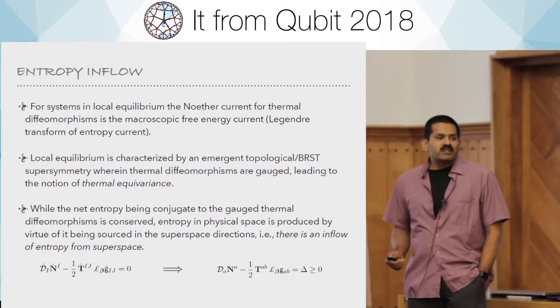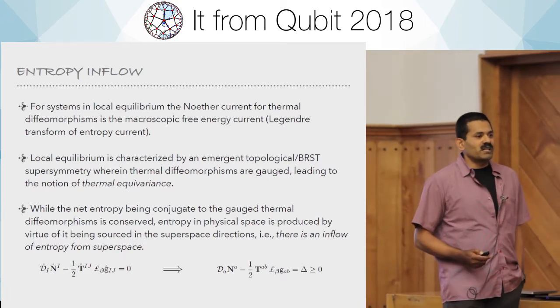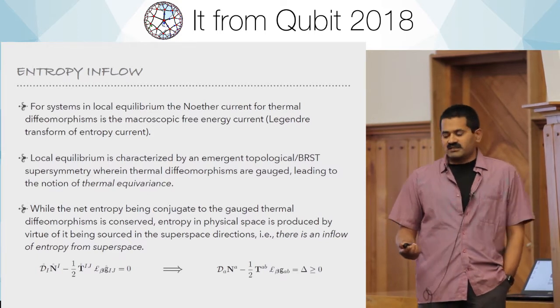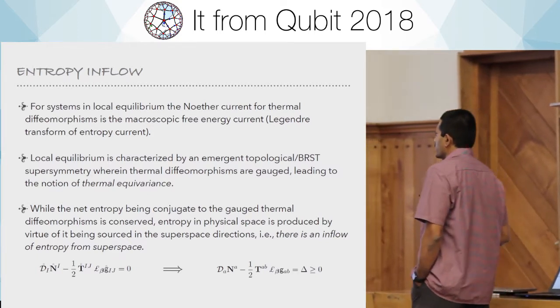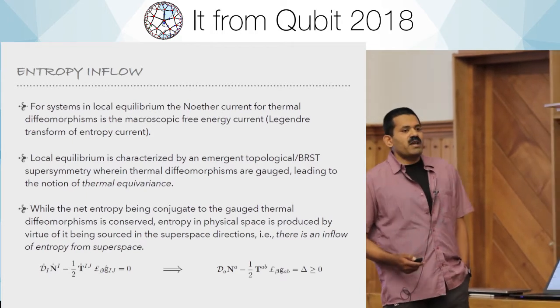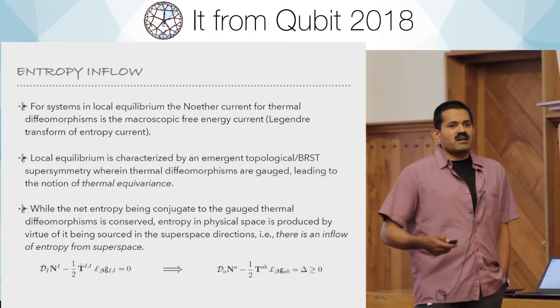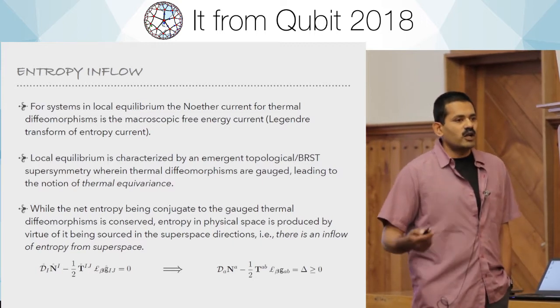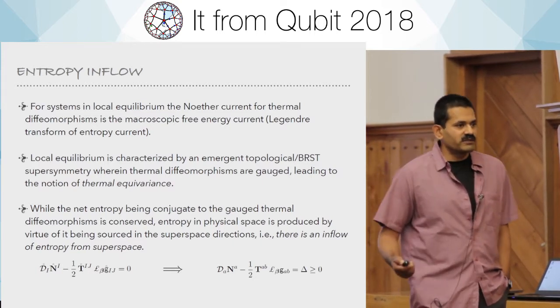The first 2 statements seem mutually contradictory because on the one hand, entropy is a Noether current, and on the other hand, it's a current associated with a gauge symmetry, so how the hell can entropy ever be produced? And the mechanism by which entropy ends up being produced in physical space is very similar to how 't Hooft anomalies work in quantum field theories.